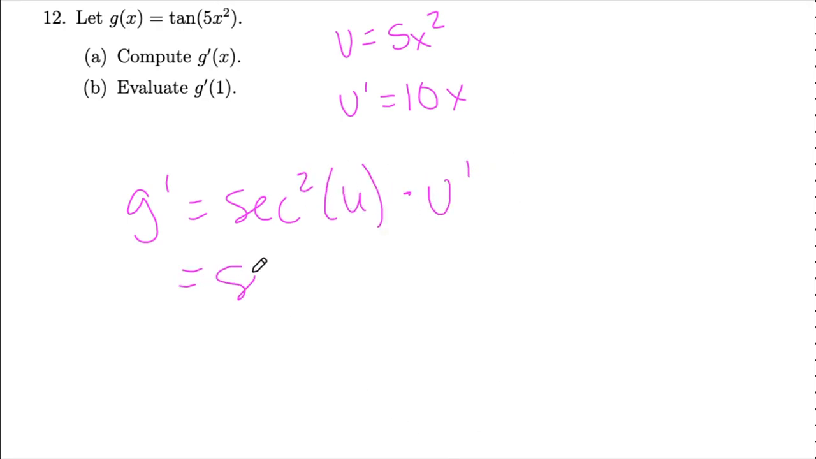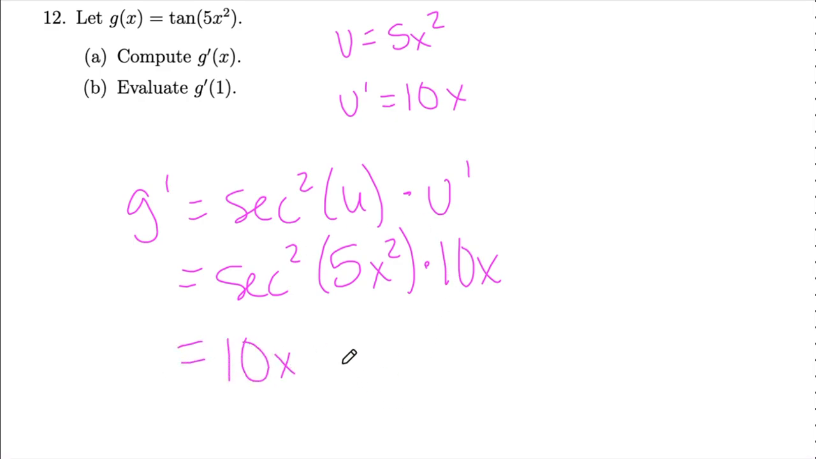Now let's go ahead and plug back in. We would get secant squared of 5x squared times 10x. Or just cleaning this up a little bit, we would get 10x times secant squared of 5x squared. And this would be your answer for part A.